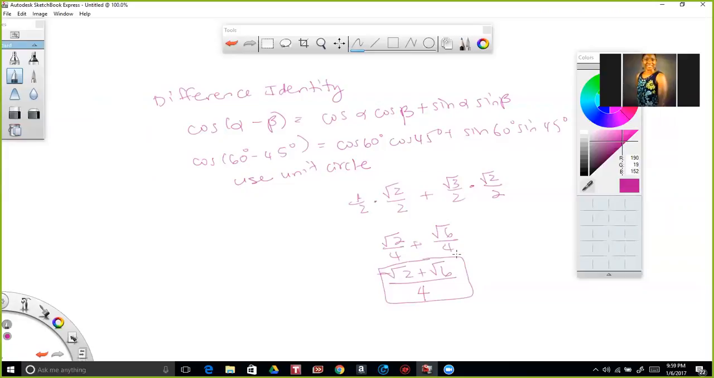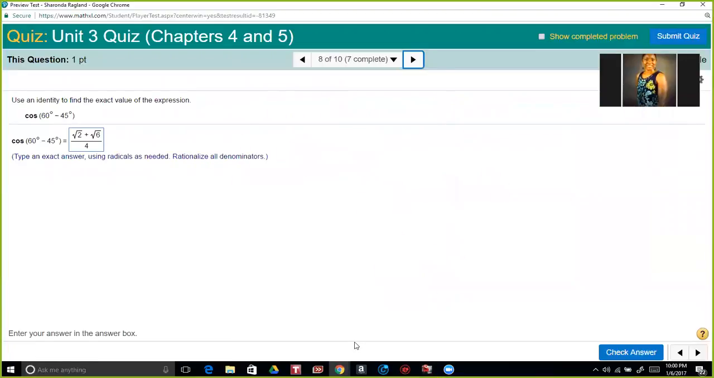For some reason, if you put it in this form and it does count it wrong, if you separate like that, you have to let me know, because sometimes it may just not accept this one for some reason, but they are equivalent. All right, so that's dealing with the difference identity. So square root of 2 plus the square root of 6 over 4, or square root of 6 plus square root of 2 over 4, whichever.